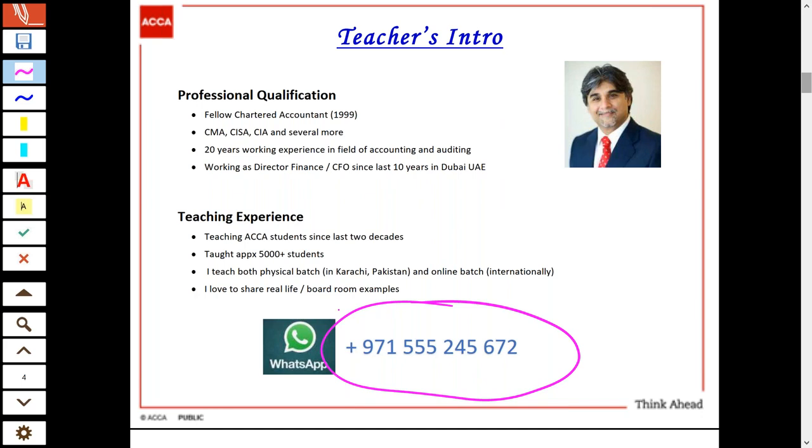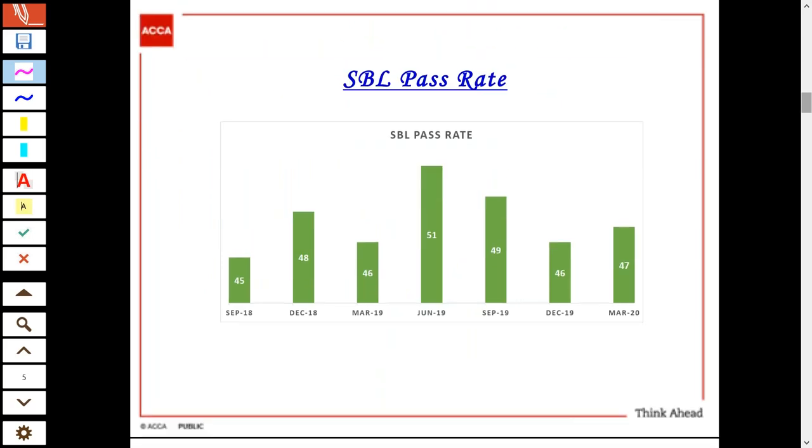Okay, right. So pass rates. In March 2020, it was 47%, and ACCA has not published the passing rates for June 2020, I believe, as yet. If you see, the graph is like a roller coaster. It goes up, it goes down, and again it's on the up. So let's hope and pray that September's passing rate should improve so that we all can pass.